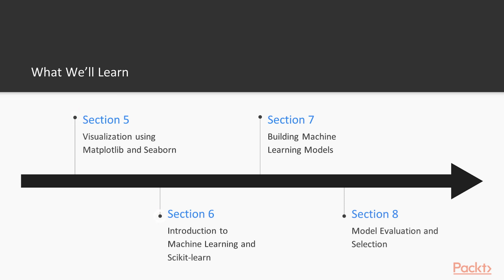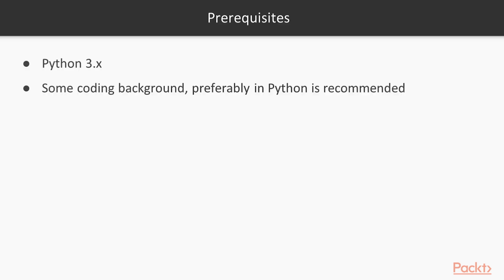In Section 6, we will introduce machine learning concepts and introduce you to Scikit-learn. In Section 7, we will learn how to build machine learning models using Scikit-learn. And in Section 8, we will conclude the course with model evaluation and selection, which includes topics such as overfitting and underfitting, train-test splits, cross-validation, and hyperparameter tuning.